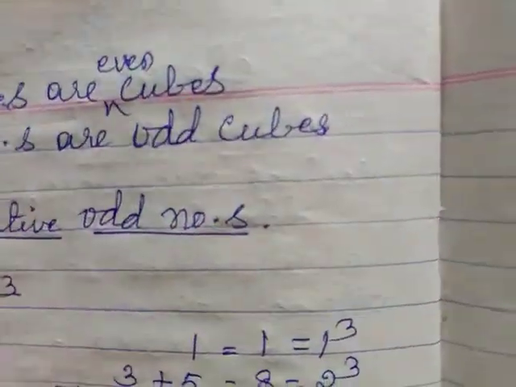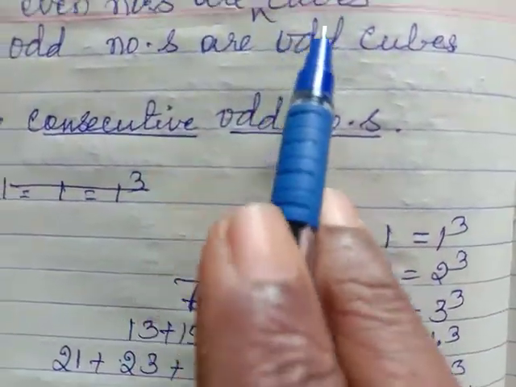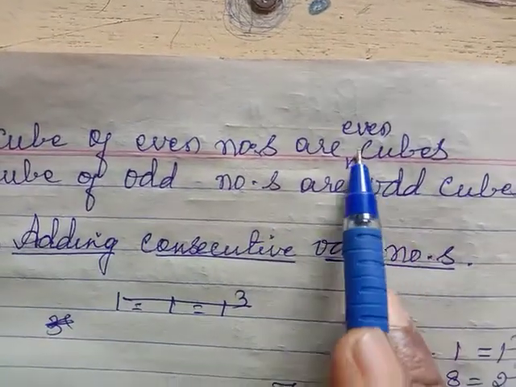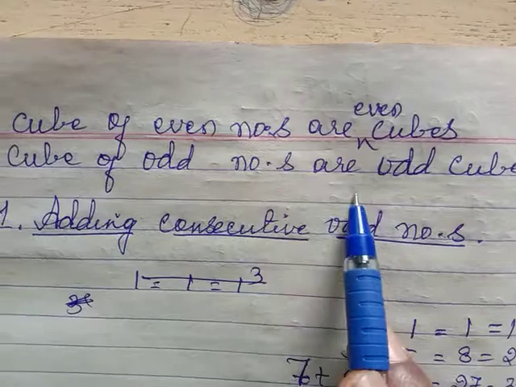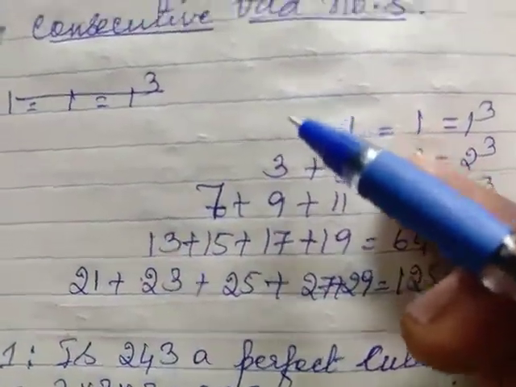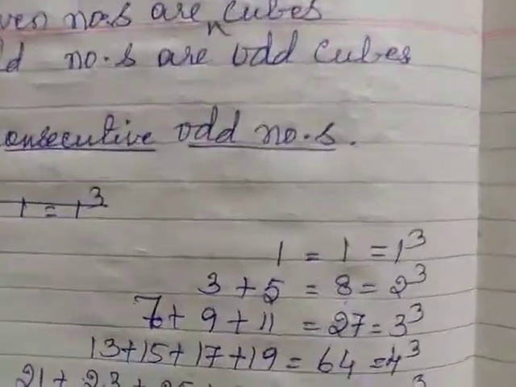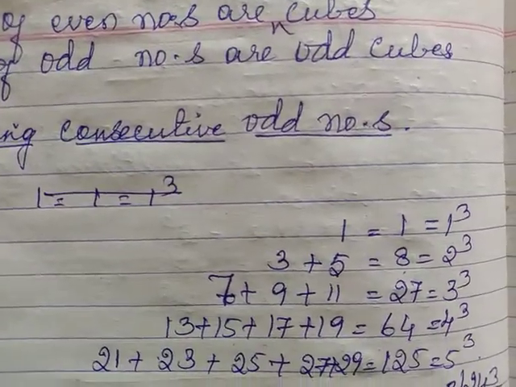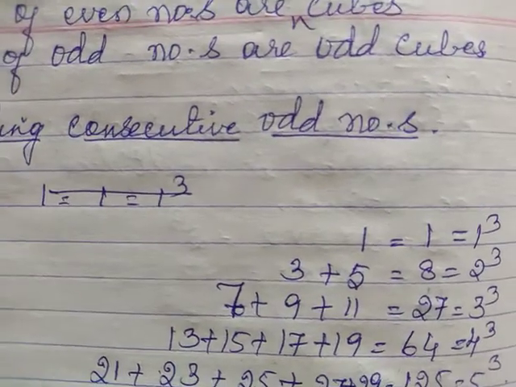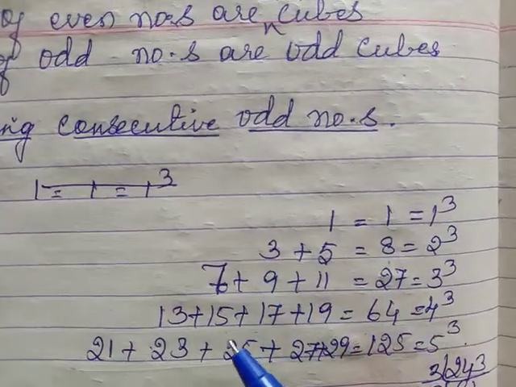Here you can see cube of even numbers, or even cubes. Cube of odd numbers, or odd cubes. Now let us see some of the peculiar characteristics we can see in cubic numbers. Like in square numbers, I explained some characteristics, here also we can see different, peculiar properties.